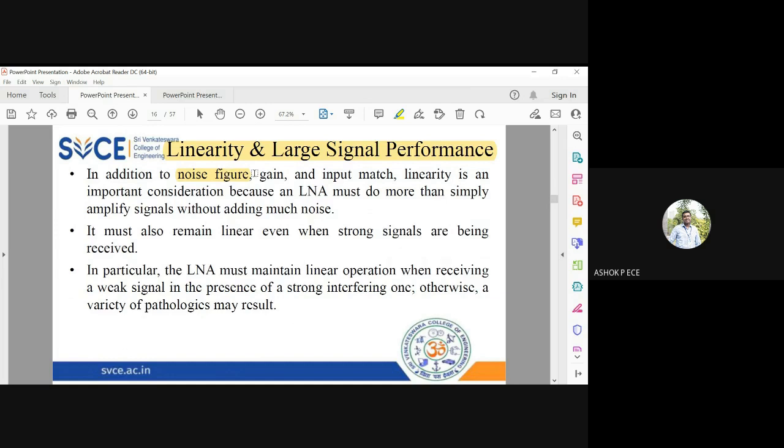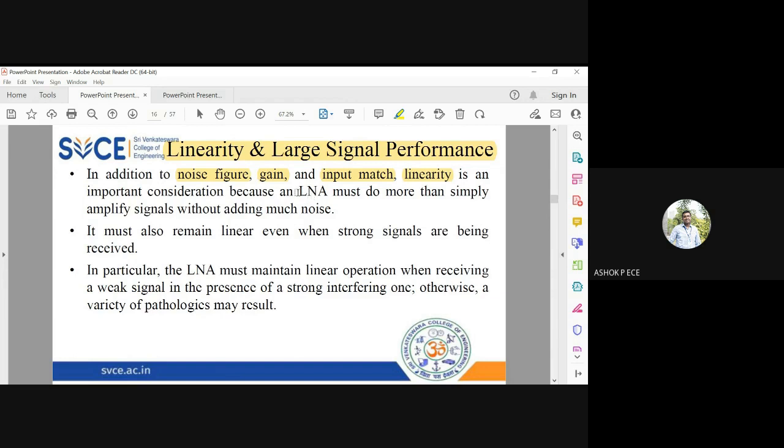Then gain, you know how much the amplifier can amplify the signal. Input match. If the input is perfectly matched, the amplifier can provide maximum power transfer. Apart from these three parameters, one other parameter is also very, very important, which is called the linearity. So linearity is measured in terms of dynamic range and SFDR.